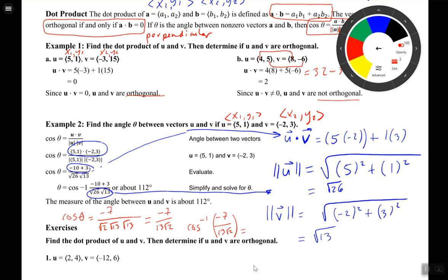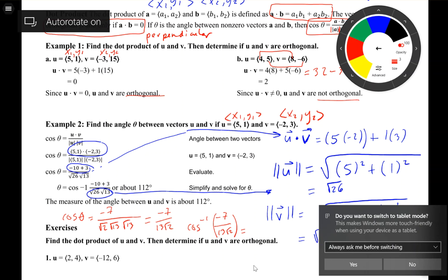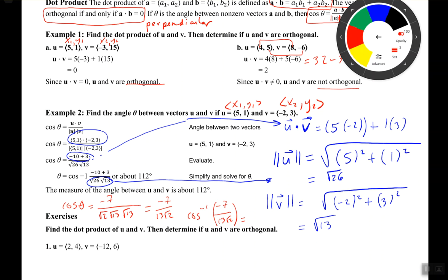Okay, so it's going to ask me if I want to. Yeah, I do. I want tablet. All right, so everybody got 112 degrees? Did anybody have any trouble getting that? Yeah. Why? I got 139. Yeah, I got one. In degrees.